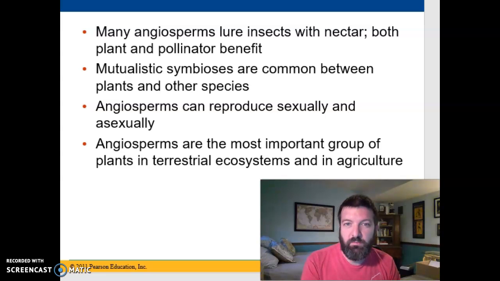Chapter 38 is all about angiosperms, and angiosperms are unique as a group because they form flowers and fruits, and these flowers and fruits protect seeds and often utilize animal partners, mutualists, in disseminating pollen with sperm inside so that plants can reproduce, so they have animal help in reproduction. And also, they may have animal help in distributing seeds.